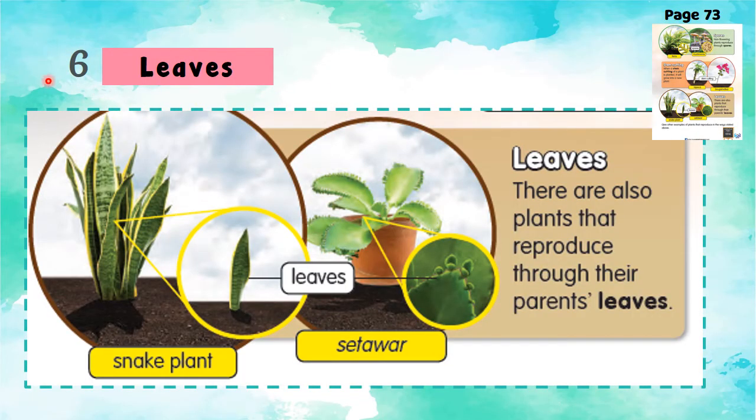Way of reproduction number 6 is leaves. Leaves, daun. There are also plants that reproduce through their parents' leaves. For example, pokok setawar and snake plant. Pokok lidah jin. Snake plant is lidah jin. This means kita boleh ambil daun daripada pokok induknya dan bawa ke tempat lain untuk ditanam. So they can reproduce and become new plant.